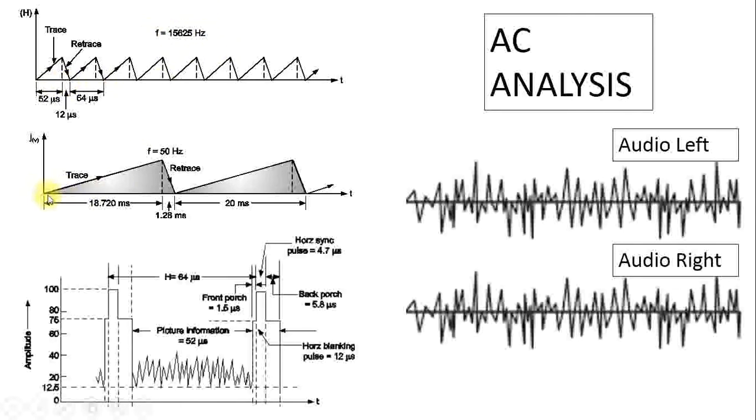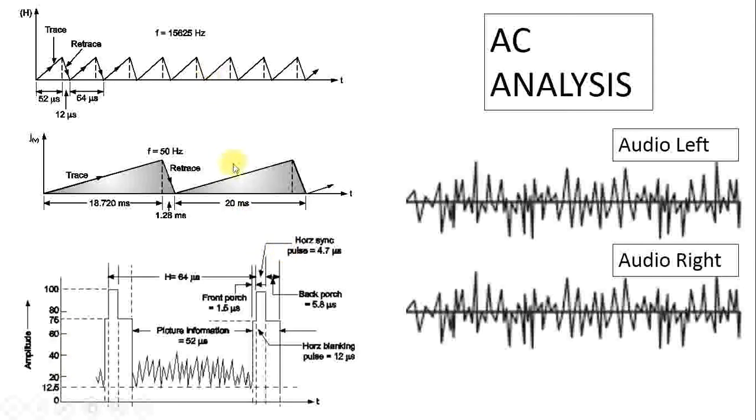As far as the vertical details are concerned, the frequency is 50 hertz. If you divide 1 upon 50 hertz, the trace period of the vertical waveform is 18.72 millisecond, and the vertical retrace is 1.28 millisecond. So 18.72 millisecond plus 1.28 millisecond becomes 20 millisecond. So 1 upon 20 millisecond is nothing but 50 hertz. So this is the vertical frequency, this is the horizontal frequency, and this is the colorplex composite video signal.